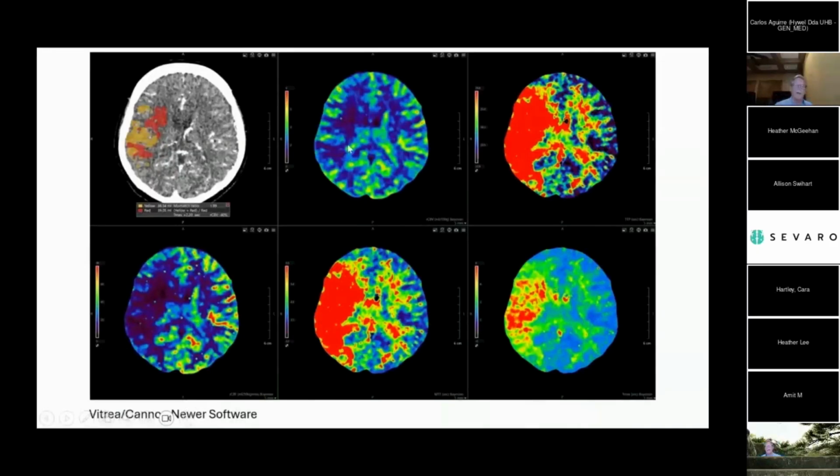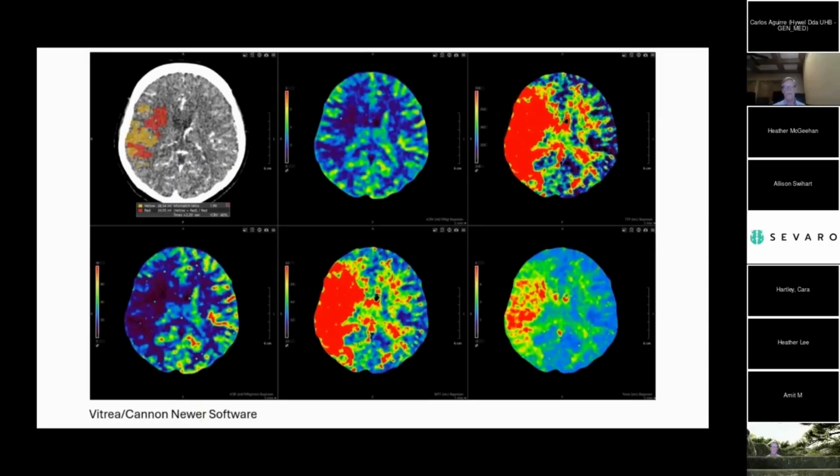So the red, I call it dark orange, they call it red, is the core infarct, and the real orange is the penumbra. Now, what's rather interesting is the other companies used a Tmax of 6 seconds to determine the tissue which is at risk.